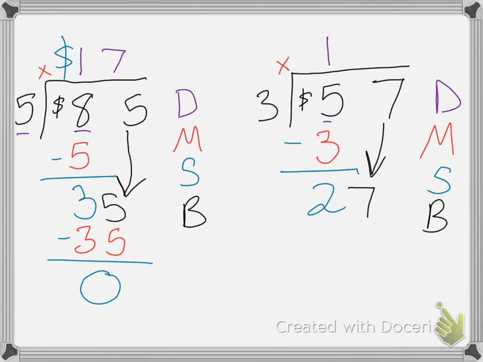Then we start over with divide. 27 divided by 3 is 9. Multiply. 3 times 9 is 27. Then we subtract. 27 minus 27 is 0. There's no more numbers to bring down, so my answer is $19.